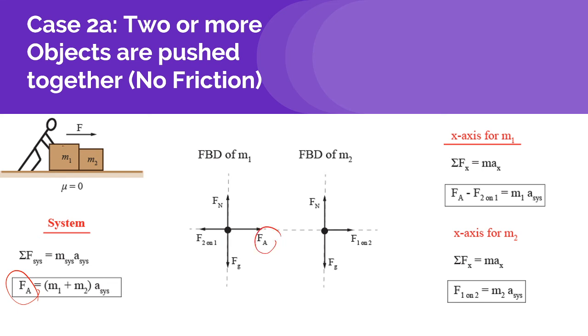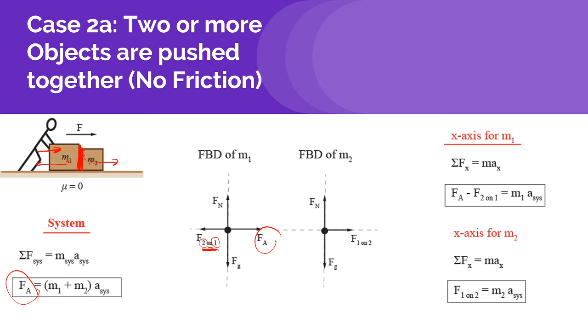So Fa, this guy is pushing the first object to the right, but when this guy is pushing it, the second object is pushed. And this is basically creating a contact force in between. If there's a contact, there's technically an action-reaction force. So M1 pushes M2, but M2 pushes M1 back. So basically F2 on 1, second object on the first object, and it's basically going to the left.